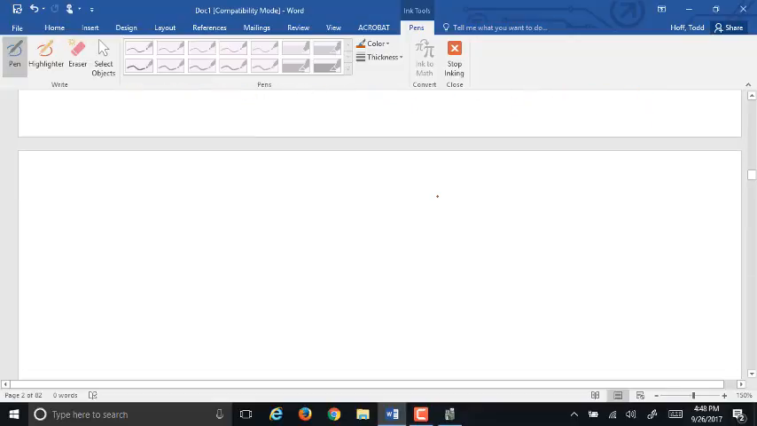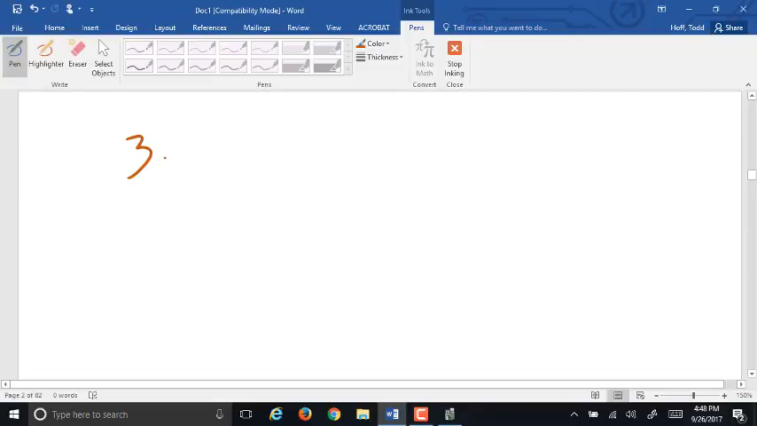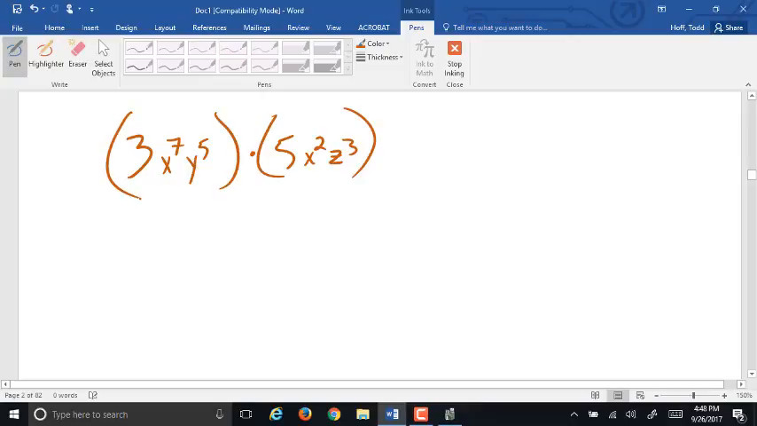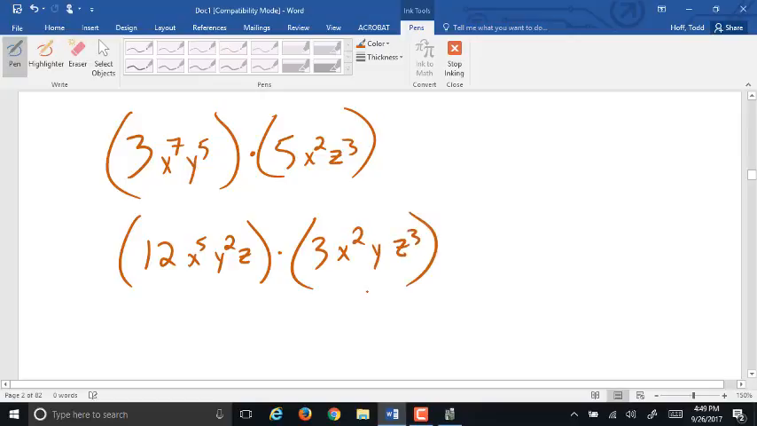So in your notes, I want you to try to do these multiplications quick. 3x to the 7th, y to the 5th, times 5x squared z to the 3rd, and 12x to the 5th, y squared z, times 3x squared y z to the 3rd. We'll go over both of those here in just a second.